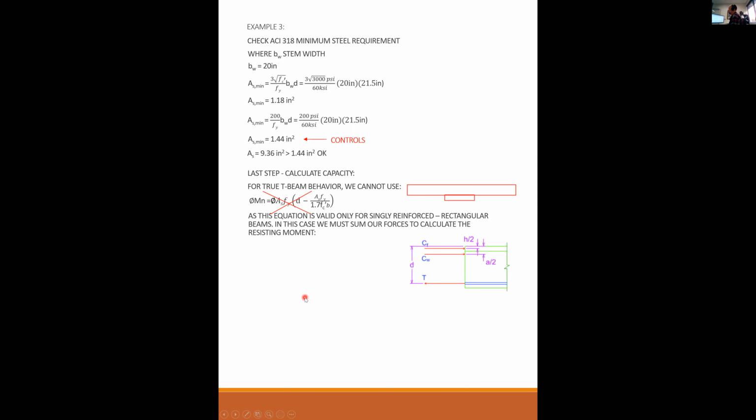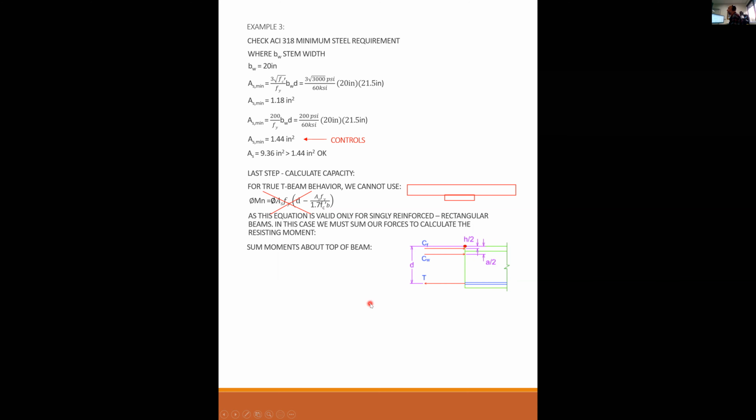So here's a side view of the same beam. At the bottom of the beam, I have a tensile force. Halfway through the flange, I have C sub F, and at a distance of A over 2, I have C sub W. See how it's not as simple as it was before. T is at d from the top, C sub F is at h over 2 from the top, and C sub W is at A over 2 from the top. So really the only way to find our capacity is to sum our moments. And I find the easiest place to sum our moments about is the top of the beam, where that red dot is.